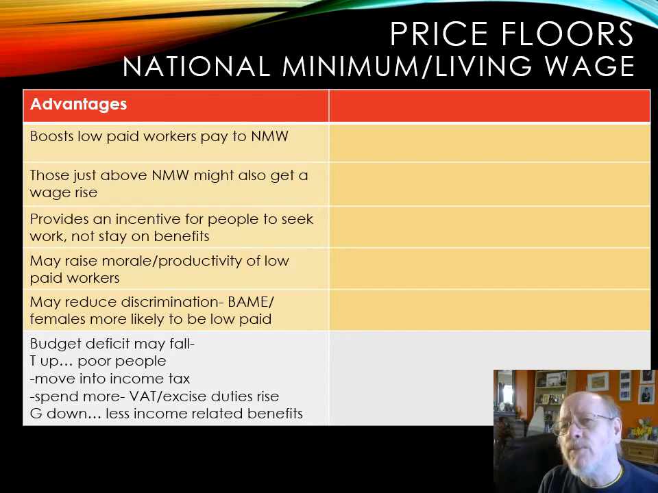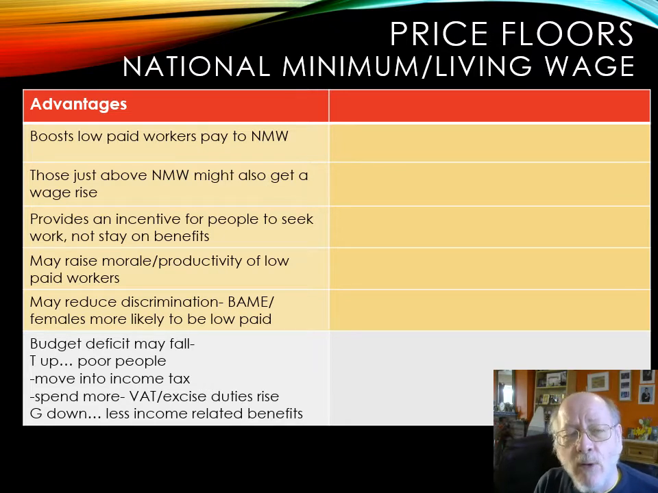It's also going to boost the pay of those just above that because they're going to be seeking compensatory pay rises. If the people just below you have got a pay rise, then you're going to want a pay rise as well. It does provide an incentive for people to move out of benefit and into work. It might also have an impact on productivity if those workers feel happy. It should reduce discrimination. BAMEs and females are more likely to be low paid.